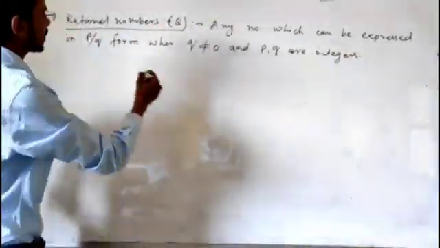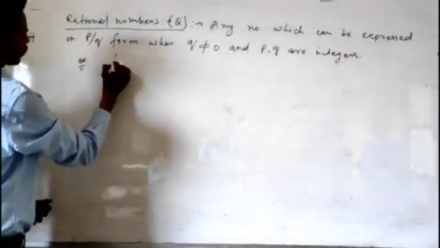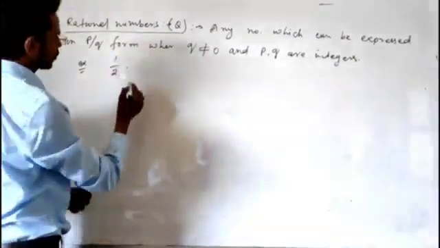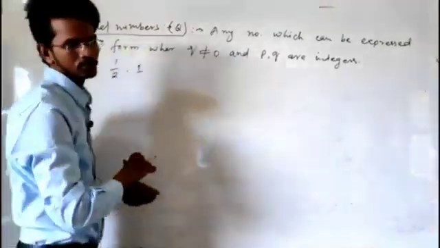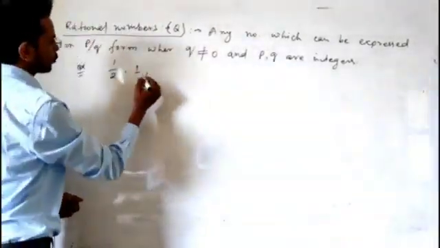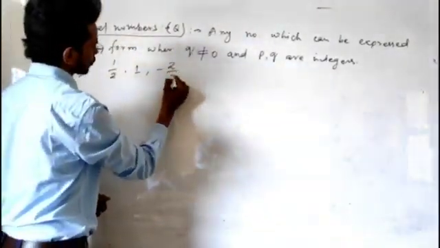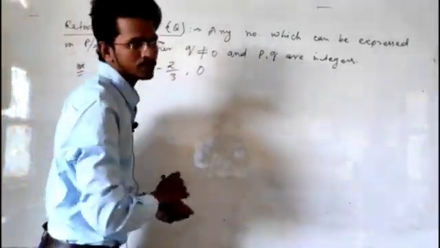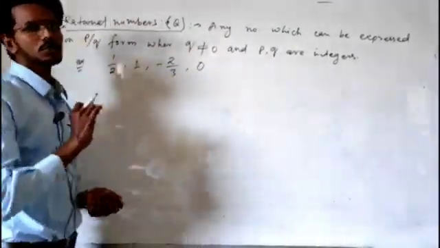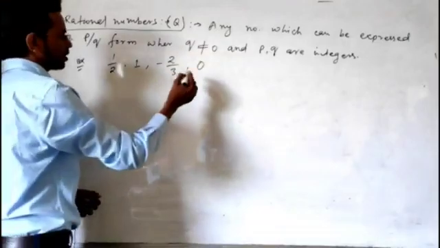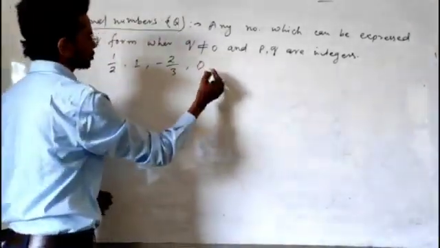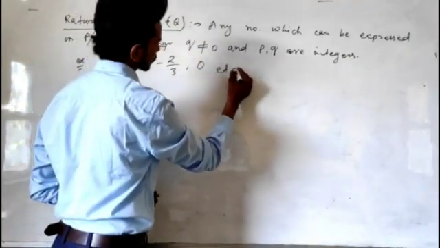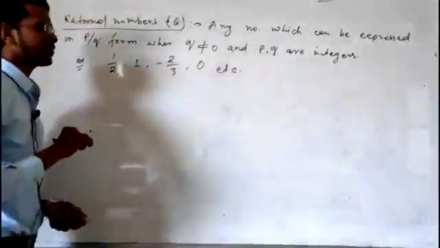For example, we can take 1 upon 2 or simply 1. We can write 1 upon 1 also. Or for more examples, minus 2 upon 3, and one more thing, 0. 0 is also a rational number. Why? Because we can write 0 upon 1. That's why we can call 0 is also a rational number, etc. This is the definition.